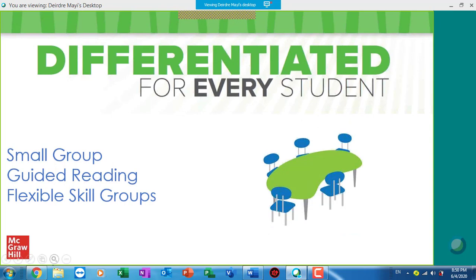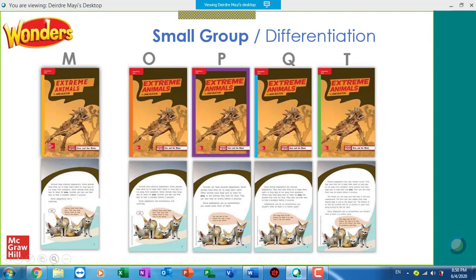Now, before our time together ends, I want to talk about differentiation. Whole group in Wonders helps to inform small group. How does that happen? Well, know that in Wonders, small group supports two things in particular. First is the reading of leveled text, and second is skill acquisition.